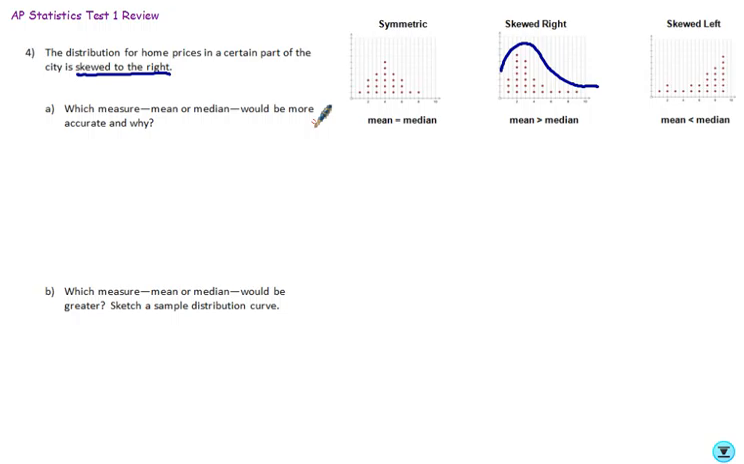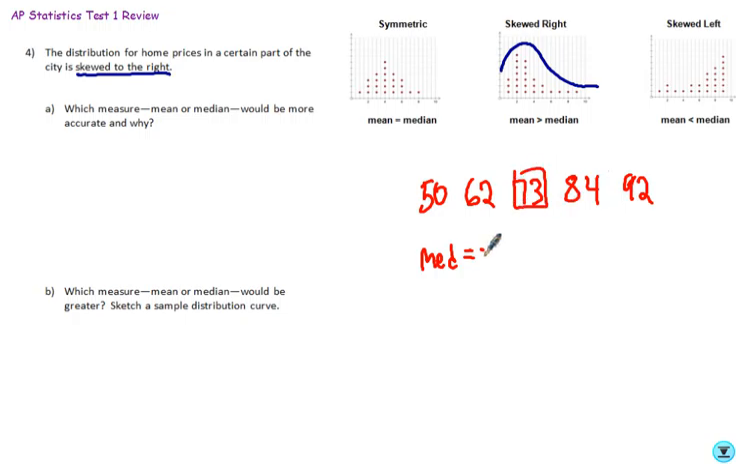Let's say you had some test scores. Let's say you got a 50 on a test, a 62, a 73, an 84, and let's say you got a 92. If I asked you what's the median of this, what's the middle? Well, we could see that the middle would be 73.